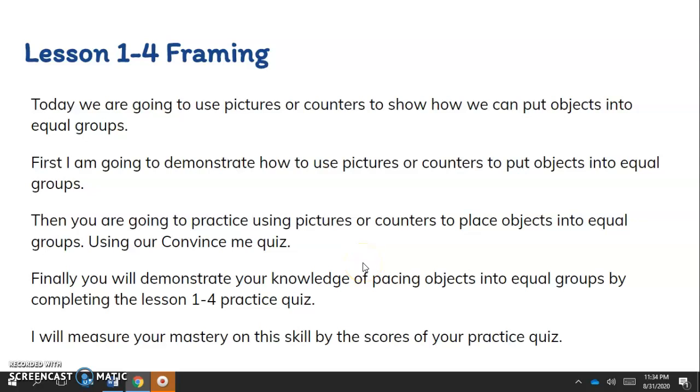Do not complete your 1-4 practice quiz until I tell you to do so. I'm going to measure your mastery of this skill by the scores of your practice quiz. If your score is below half, we will schedule a small group time from 3:15 to 4 o'clock for you to get extra practice on this skill. Let's go ahead and get started, guys.